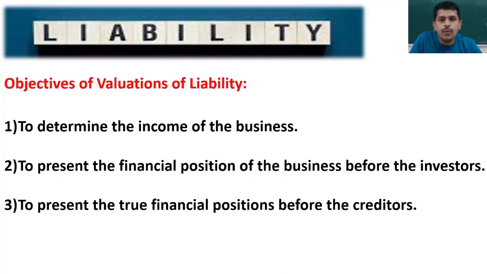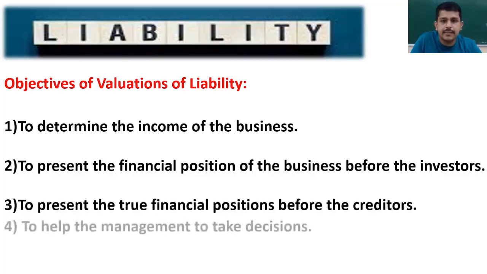3. To present the true financial position before the creditors. Whenever the business wants to get business loans or credit extension from its creditors, it must have a sound financial position. To convince the creditors regarding the financial position of the business, the firm has to go for measurement or valuation of liability, and present its liability position in front of the creditors.